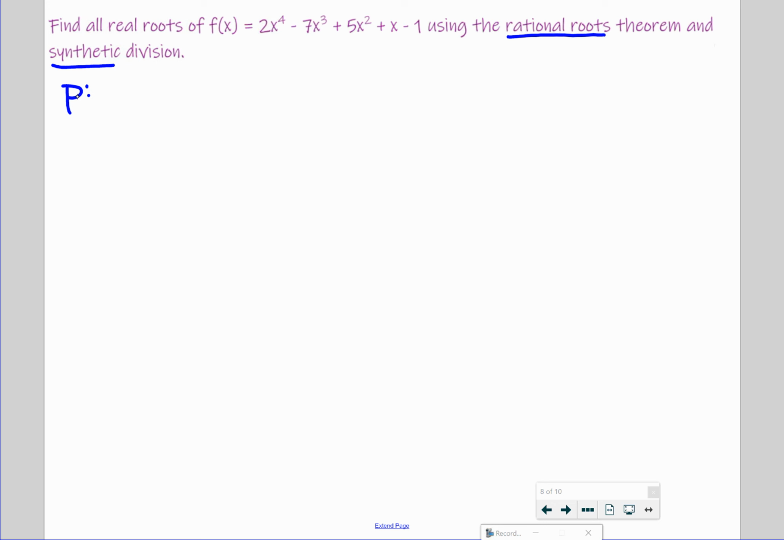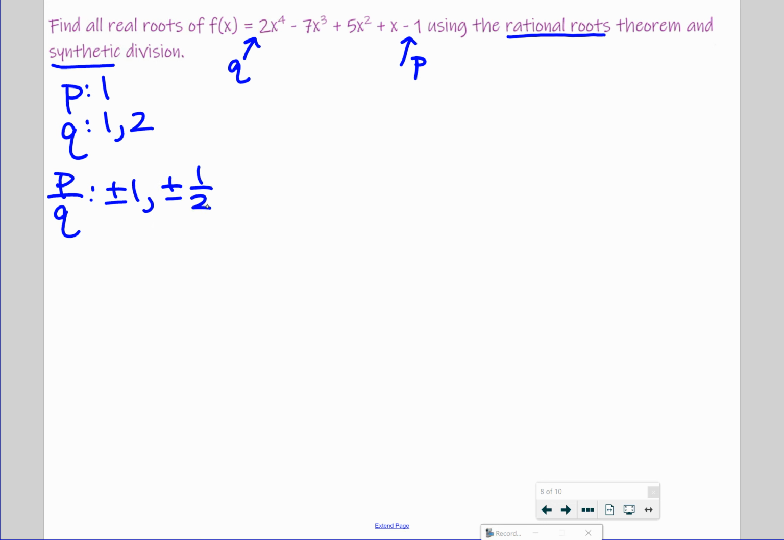Starting with my p's. P's come from your constant term. In this case that is 1, so I only have one value of p, 1. Q's come from my leading coefficient. In this case, that's 2, so 1 and 2. All my possible p's over q's are plus and minus 1, plus and minus 1 half.